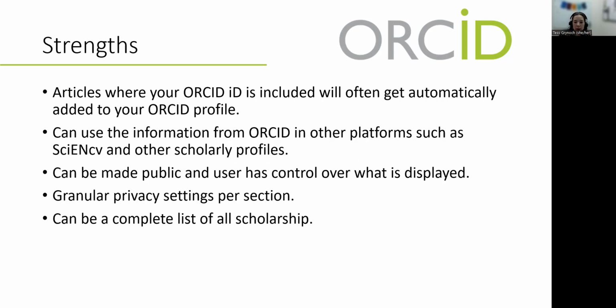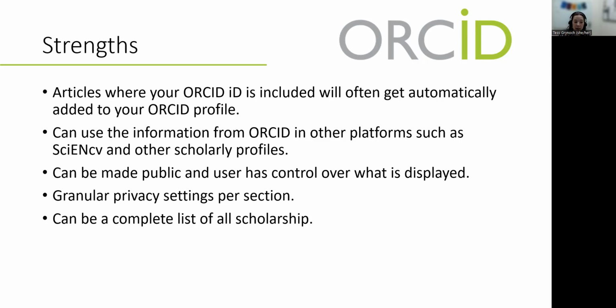You can also use information from ORCID in other platforms, such as ScienceCV and other scholarly profiles. So basically, once you have information in ORCID, it makes it a lot easier to put it into other platforms, which is great and a time saver. As well, as we were showing for the editing side, you can make things public and you have control over what is displayed, and that has that granularity for the privacy setting. So it's not like everything is public or everything is private. You can decide which portions you want to make public or private.